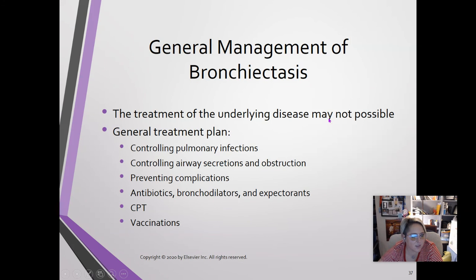So general management of bronchiectasis. The treatment of underlying diseases may not be possible. So the general treatment plan is controlling pulmonary infections, controlling airway secretions and obstructions, and preventing complications: antibiotics, bronchodilators, expectorants, CPT, vaccinations. We need to be doing daily chest percussions, postural drainage, and effective coughing exercises to remove bronchial secretions. Antibiotics, once again, bronchodilators, and expectorants are often prescribed in exacerbations. We need to avoid upper respiratory infections, smoking, and pollutants to help reduce susceptibility to pneumonia. Surgical lung resection might be indicated.